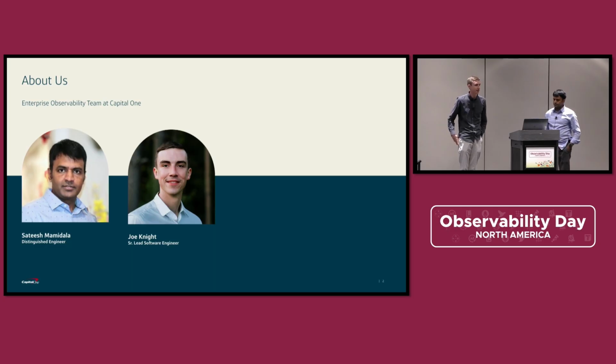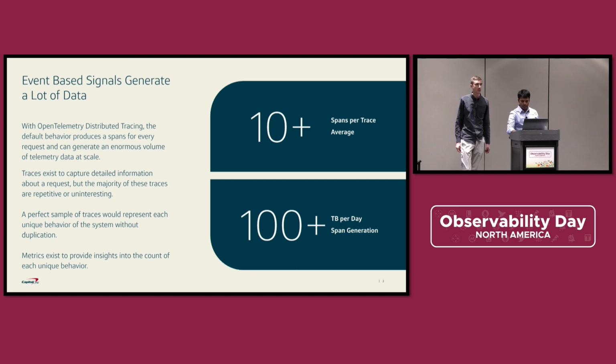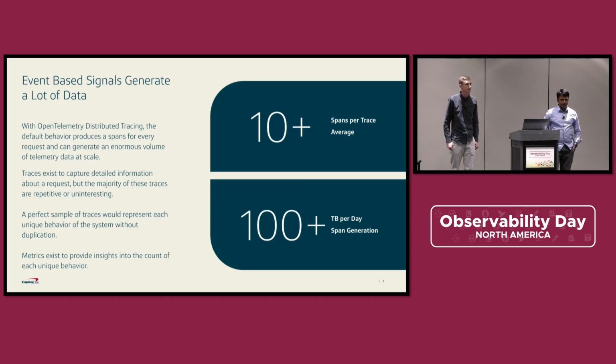My name is Joseph Knight. I'm a senior lead software engineer at Capital One. Same team, and my focus is on traces and trace sampling. Today we are going to talk about how we implemented trace sampling with OpenTelemetry, what some do's and don'ts are, and how we are able to get there.